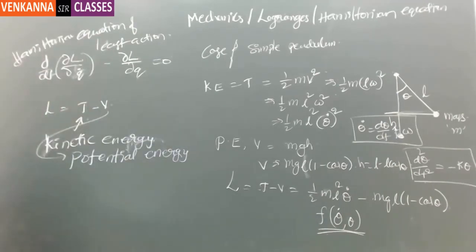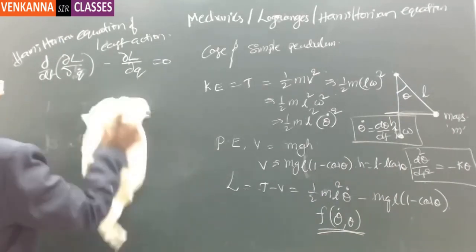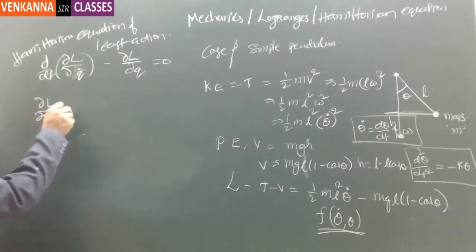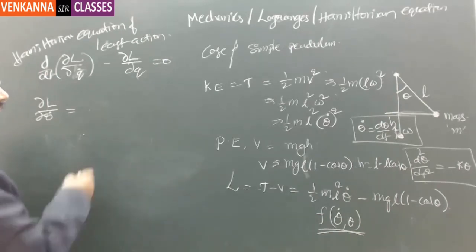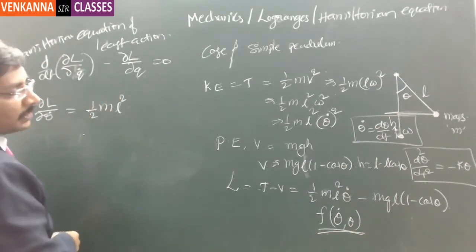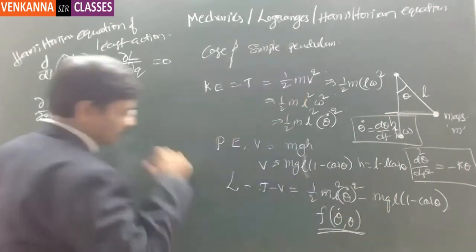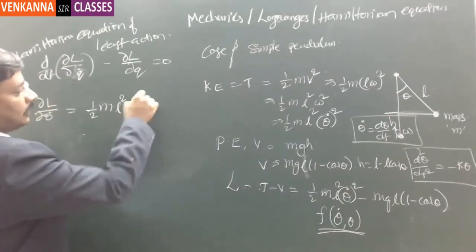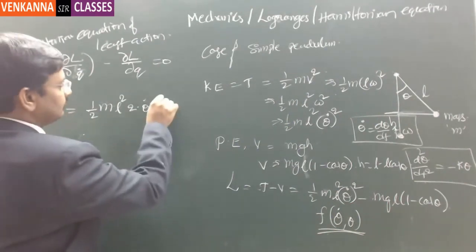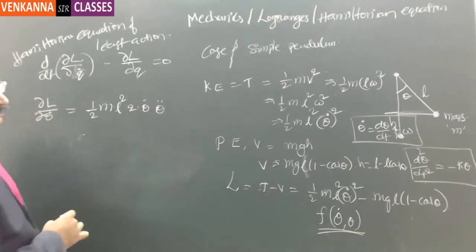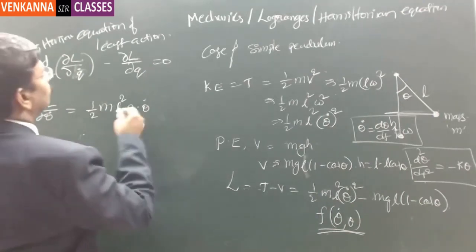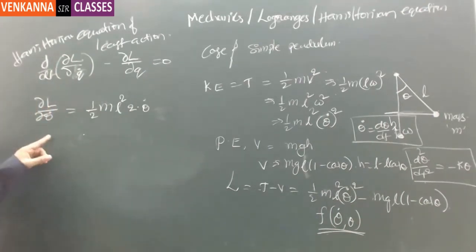So ∂L/∂θ̇ is given by, you have to take m L² θ̇². So the derivative of θ̇² is 2 times θ̇ θ̈. So 2 times θ̇ θ̈, this is ∂L/∂θ̇.